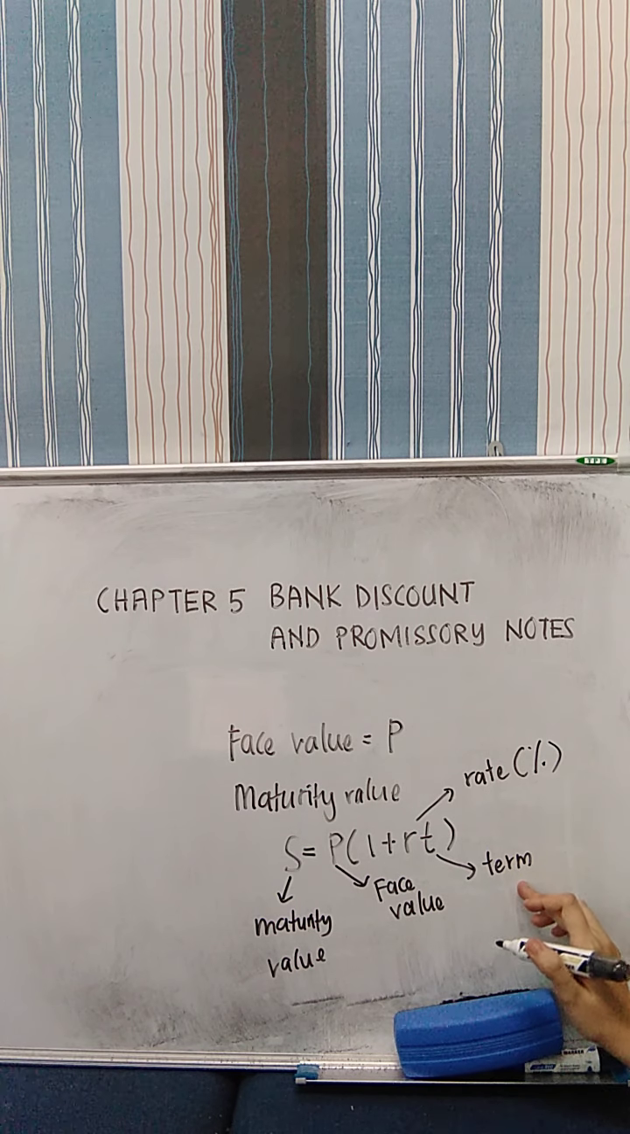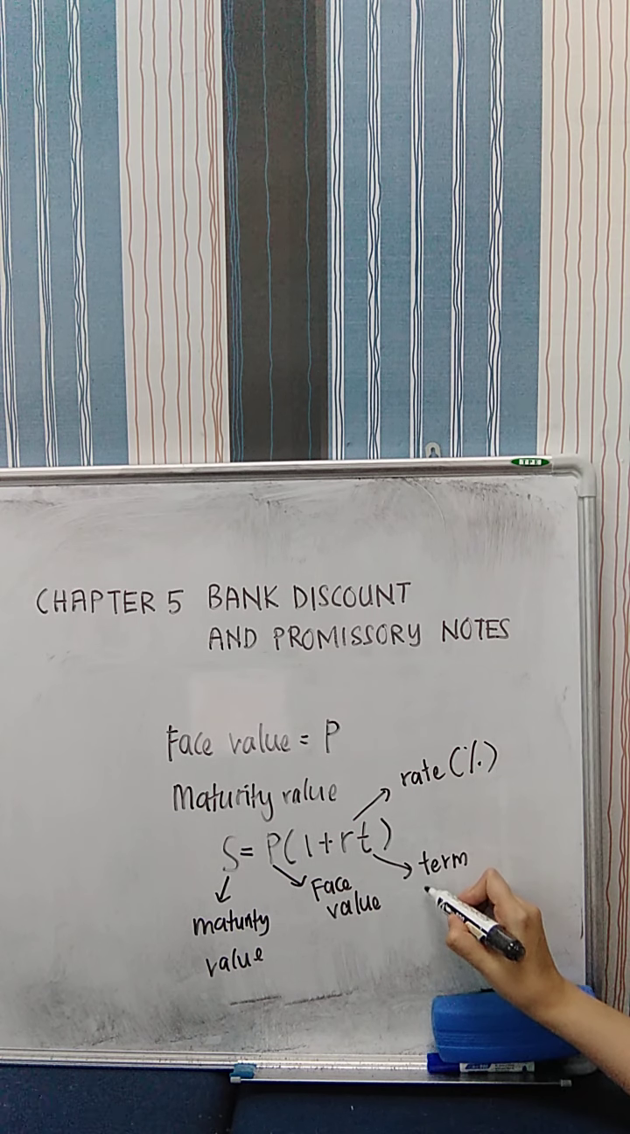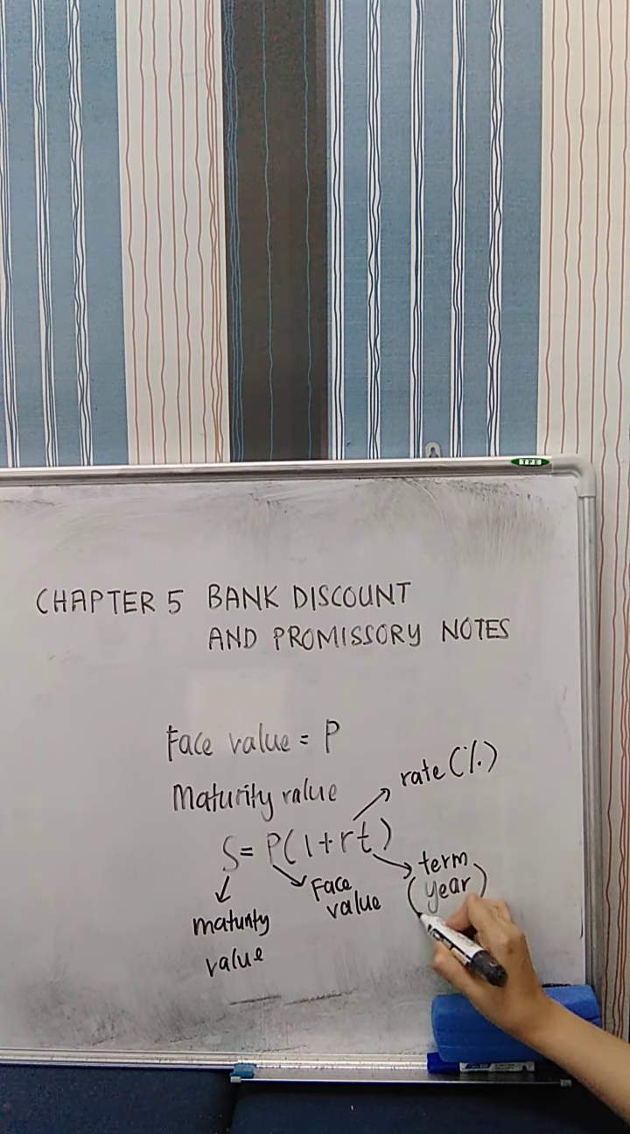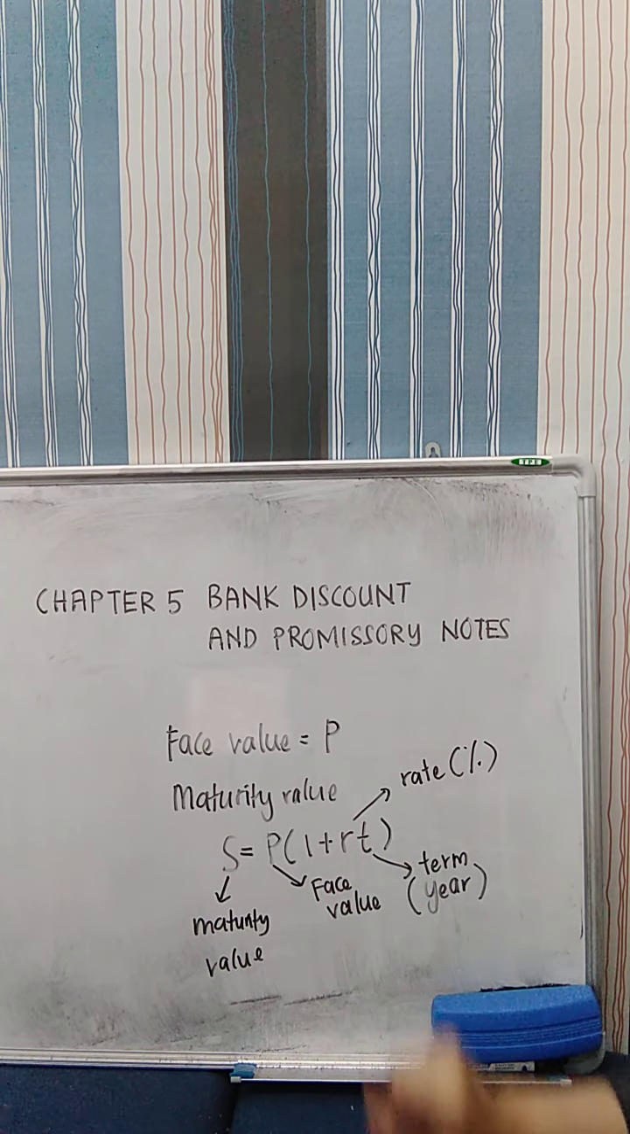For the term, same like simple interest, the term must be in year. If given in month, you must divide by 12. If given in week, you must divide by 52. And if given in days, you must divide by 360. Okay, this is maturity value.